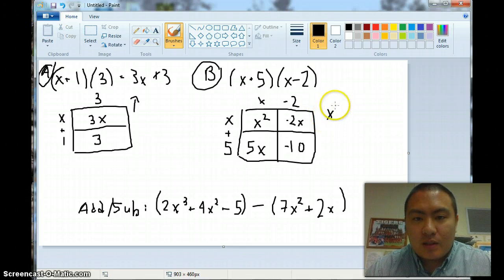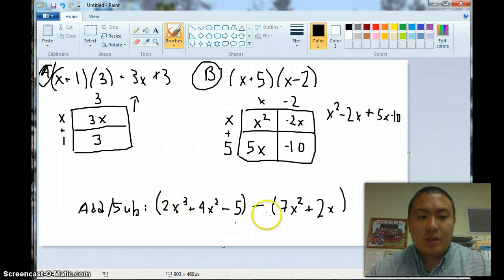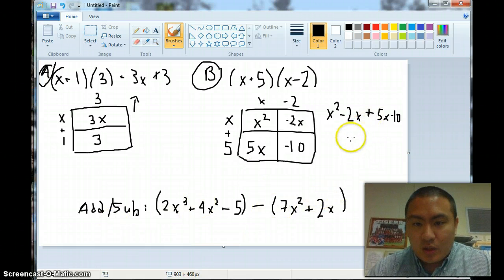x squared minus 2x plus 5x, and then minus 10. Alright, so what you can do is combine the like terms, just like we learned in the previous lesson. We can subtract, add, so negative 2x plus 5x gives me positive 3x, and that leaves me with x squared plus 3x minus 10.